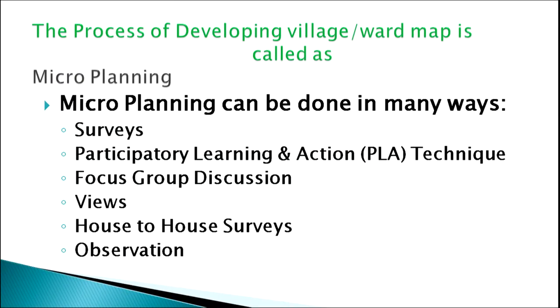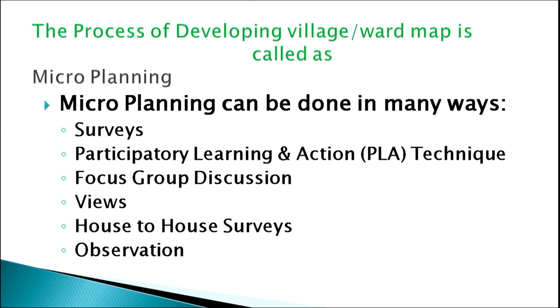Micro planning can be done in many ways. Micro planning becomes essential in identifying the local resources and mobilizing the resources, as we know. So, therefore, micro planning can be done in many ways. Some of the important techniques that we use for micro planning are surveys, which are usually done. In most cases, surveys is the common technique that we do. Another important technique we talk about is participatory learning and action technique. We call it PLA technique. Another simple technique, we call it FGD, that is focus group discussion. And also, we can use another technique called weaves.